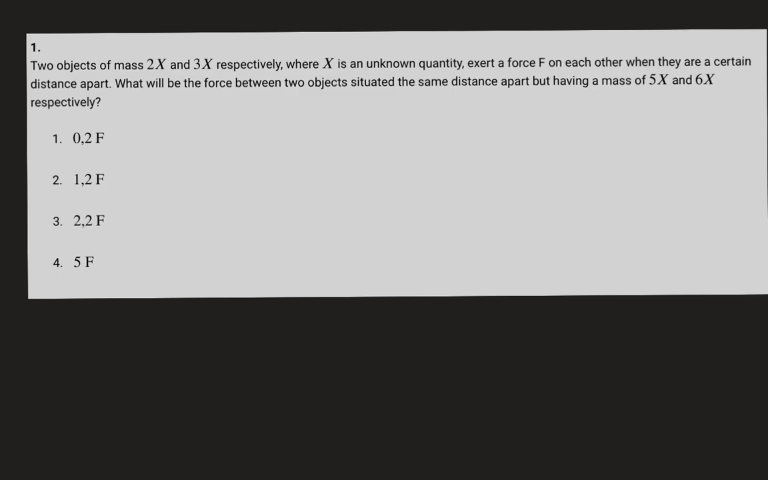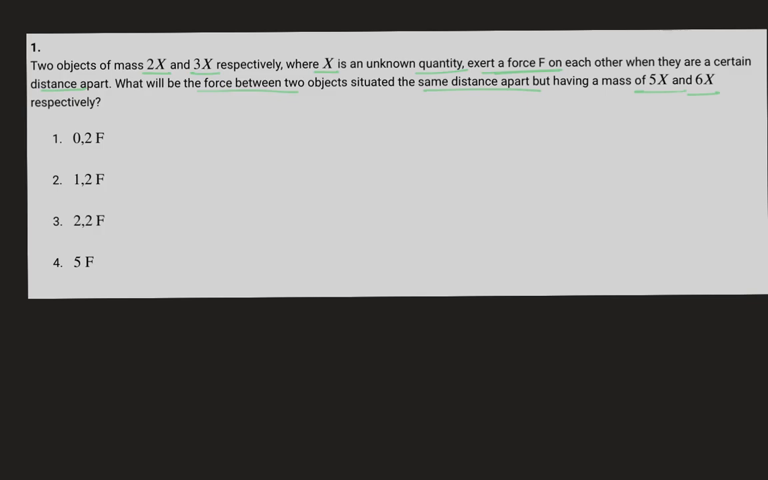And let's have a look at something like this. Two objects have masses 2x and 3x respectively, where x is the unknown quantity. They exert a force F on each other when they are a certain distance apart. What will be the force between the 2 objects situated the same distance apart but having masses of 5x and 6x respectively?